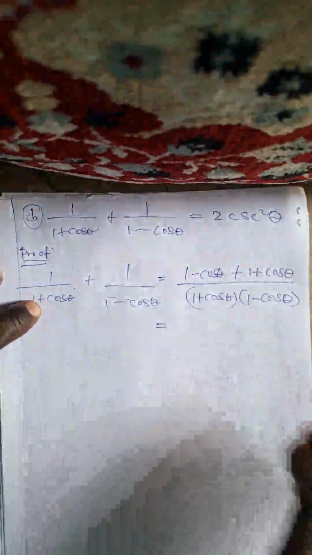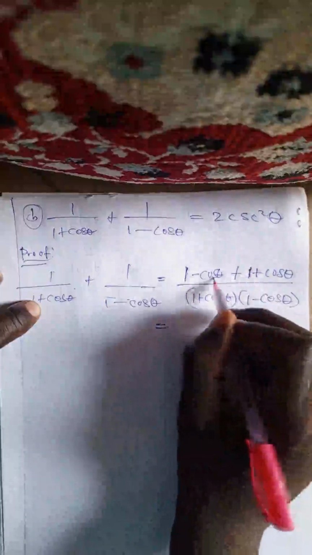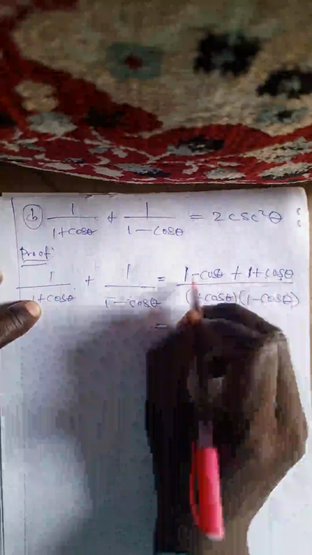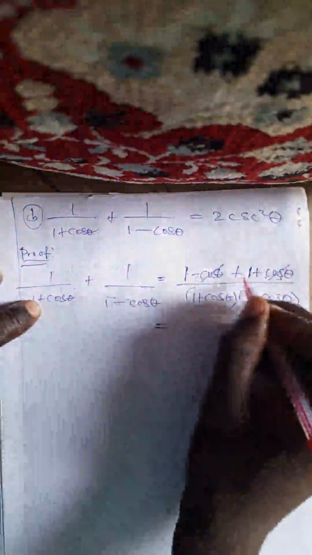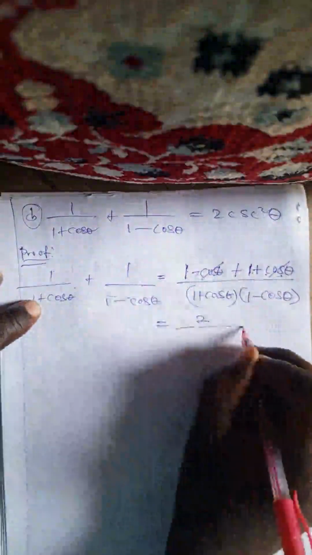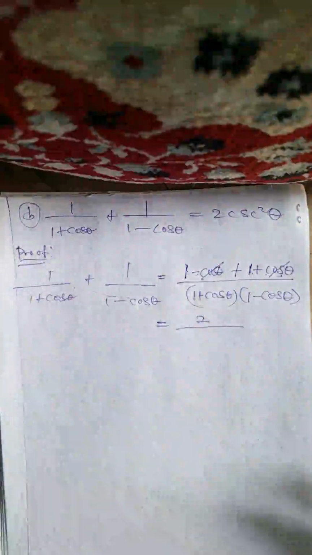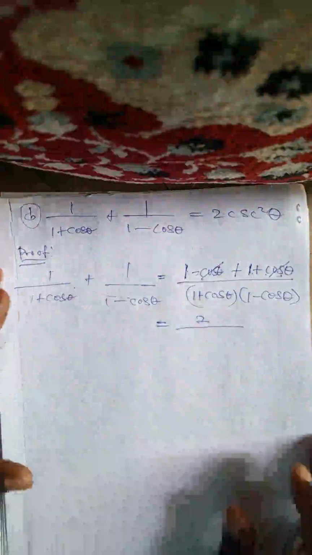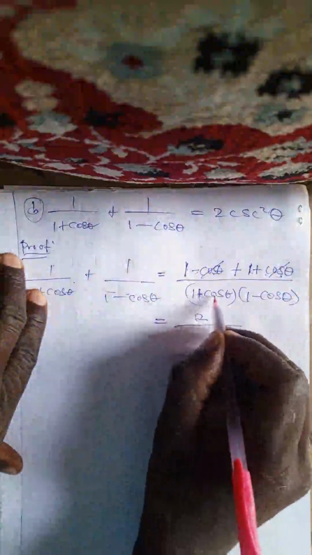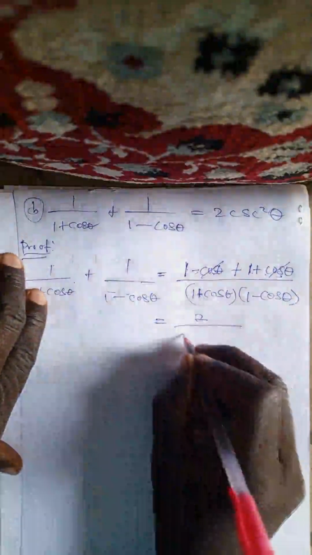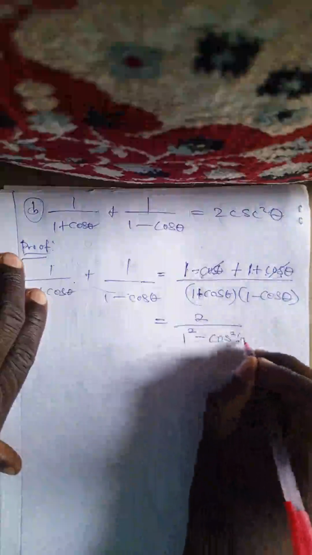So what is going to happen here? 1 plus 1, and then cos theta minus cos theta, so cos theta will go with cos theta. We are going to have 1 plus 1, and this is equals to 2 over, what is this? It is the difference of two squares, of course. What do we mean by this? Whenever you have 1 plus cos theta and then 1 minus cos theta, what you have is 1 square minus cos square theta.